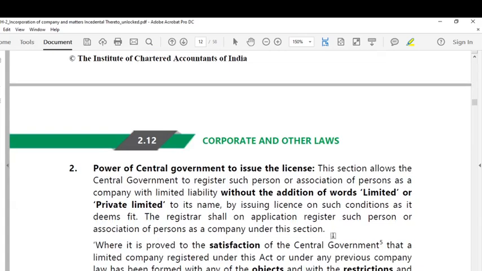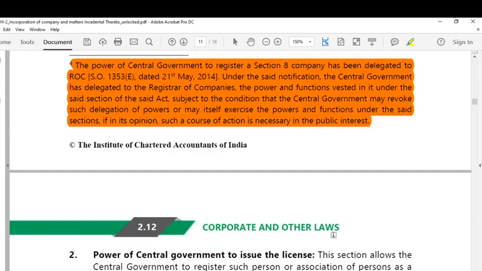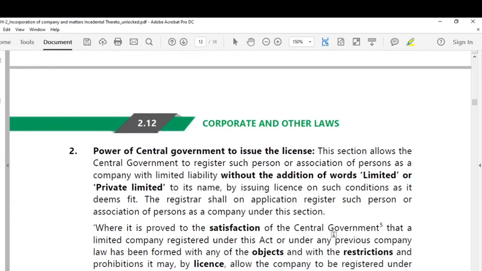And dear students, after knowing the objects to incorporate a charitable company, the second aspect that one should understand is how the license will be given. For promoting a charitable company, a license should be issued by the central government. And the most important feature of this type of company is that there is no addition of the words Limited or Private Limited. If it is a public company, we call it Limited. If it is a private company, we call it Private Limited. But for a Section 8 company, there is no addition of either Limited or Private Limited. And the license will be issued by the central government.